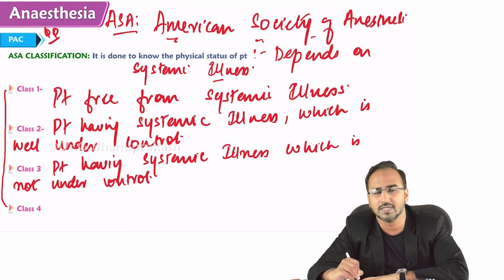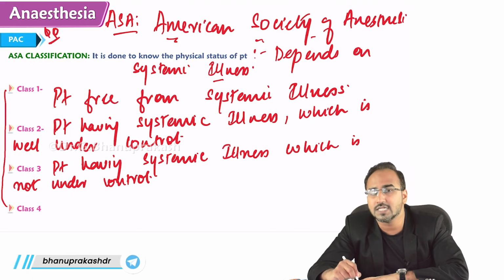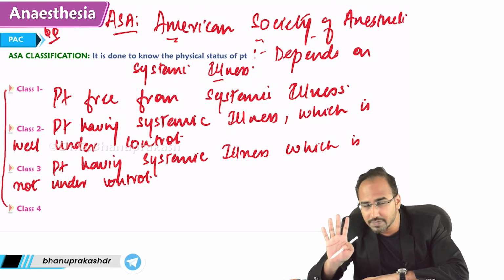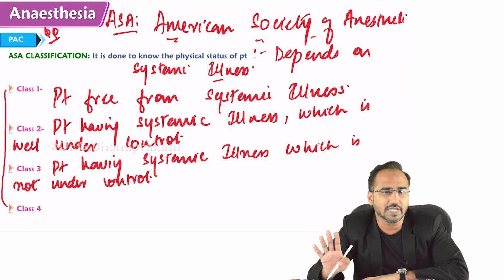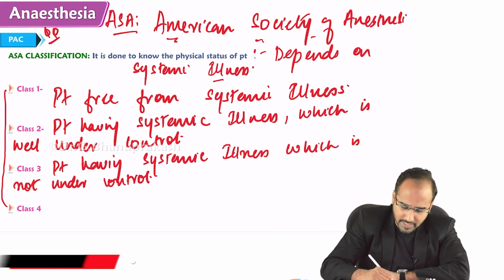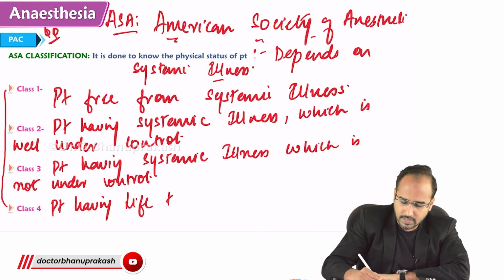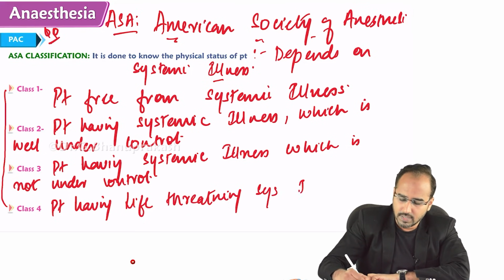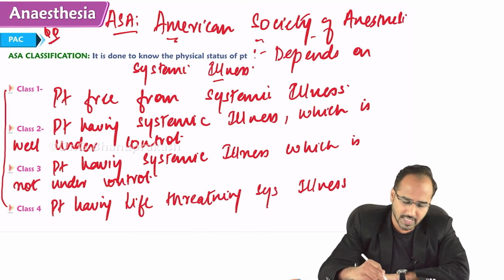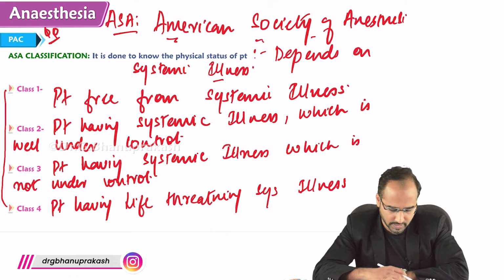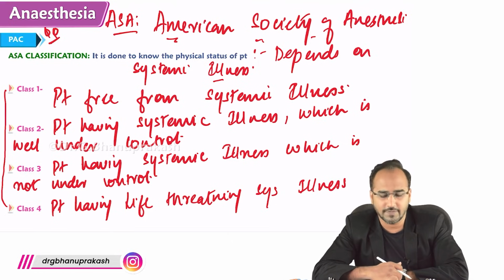MI is myocardial infarction. So any patient who is having a systemic illness which is life-threatening, which can cause a threat to his life during surgery, that patient comes under ASA 4. ASA 4 means what? Patient having life-threatening systemic illness. Patient having what, guys? Life-threatening systemic illness. That is ASA 4. Next is ASA 5, guys.